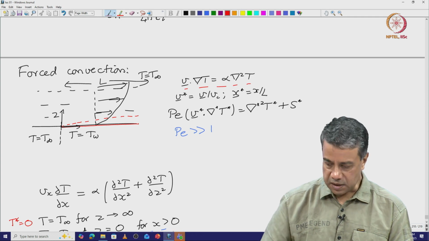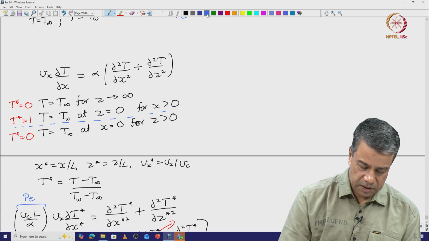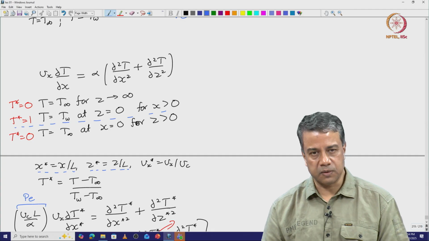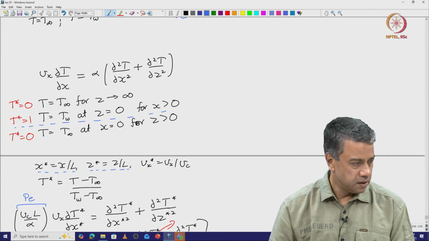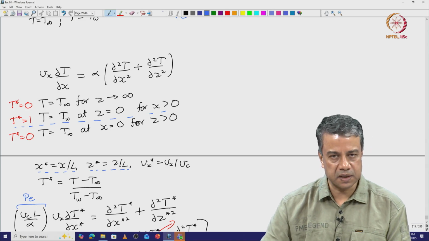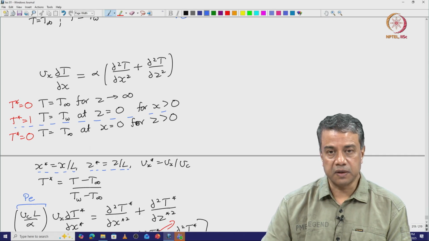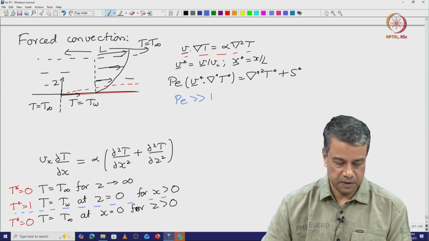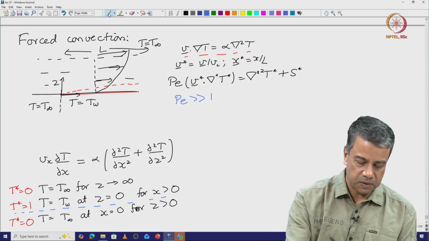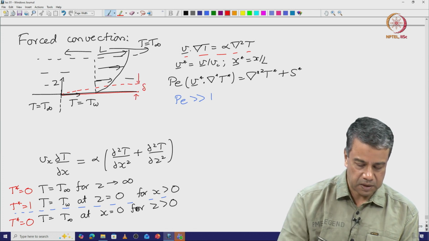When we had done the scaling, we had assumed that the relevant length scale for both the streamwise and the cross stream coordinate is L. However, in the limit of high Peclet number, the variation in temperature is restricted to a thin region close to the wall. I will call it delta.